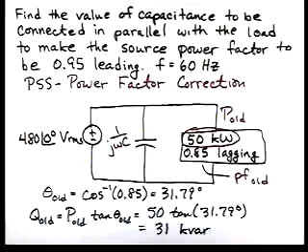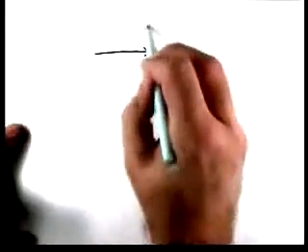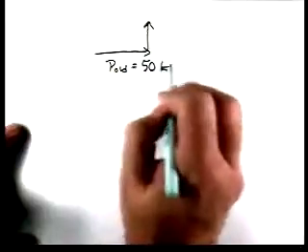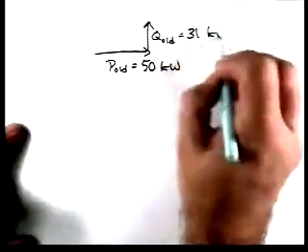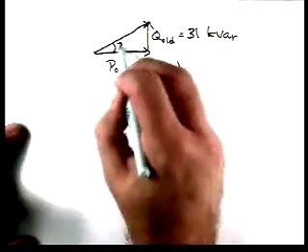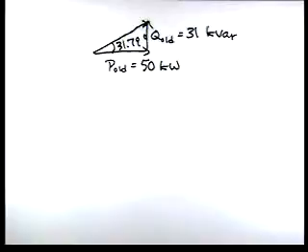So we've completed the first step now. Let's draw a power triangle. So P old equals 50 kilowatts, Q old equals 31 kilovars, and here's this angle, 31.79 degrees. Now, we added a capacitor. Remember, ideal capacitors don't absorb real power.